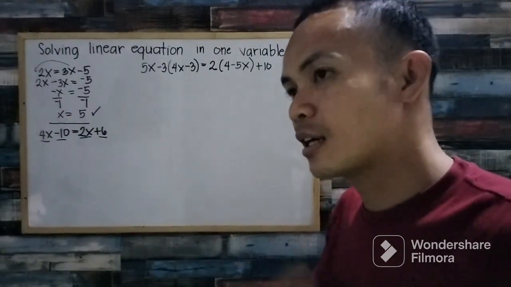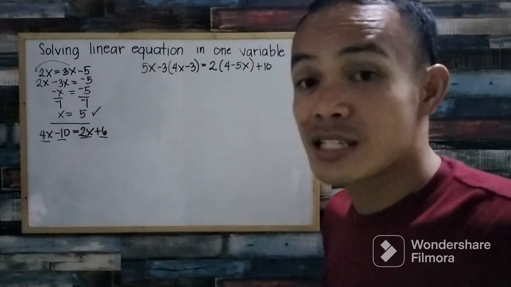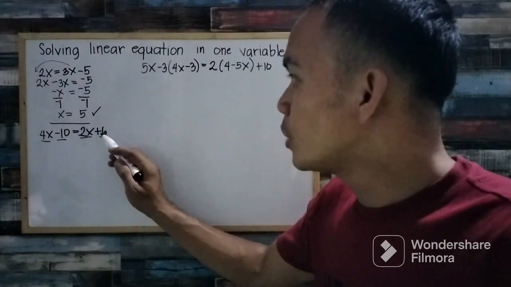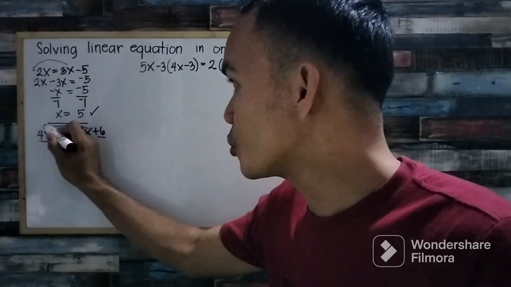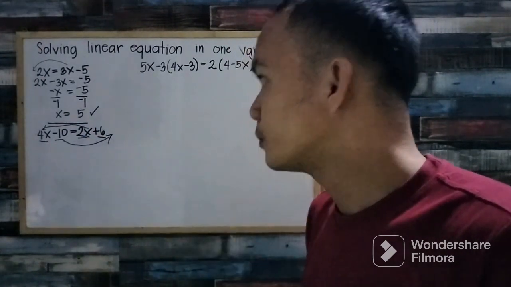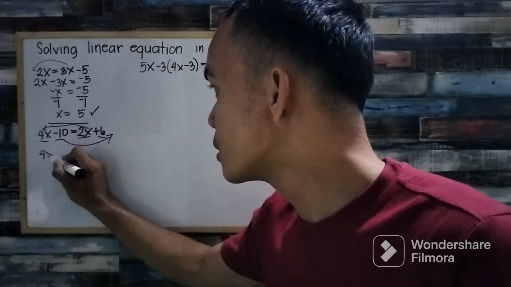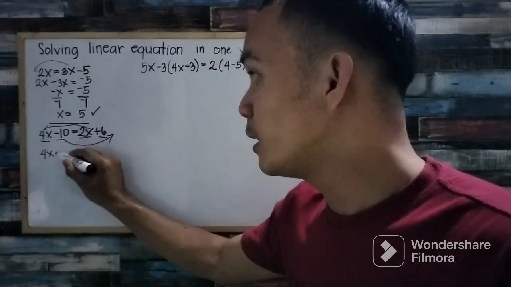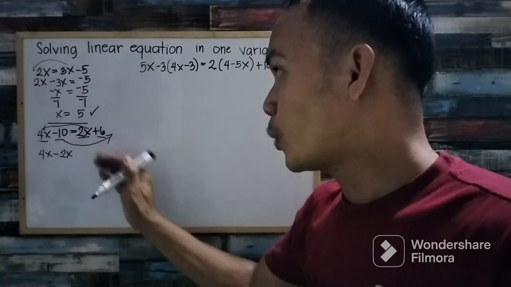So, of course, ang gagawin natin dito is we have to move one of them from one side to the other. Okay? So, yung itatranspose ko dito is yung 2x. Ililipat ko siya dito. Yung negative 10, ililipat ko naman siya dito. Okay? So, kukopyahin mo lang yung 4x. Din yung 2x, magiging minus 2x yan. Right? Kasi inilipat natin yung 2x to the other side.